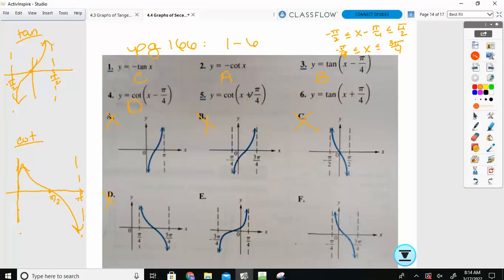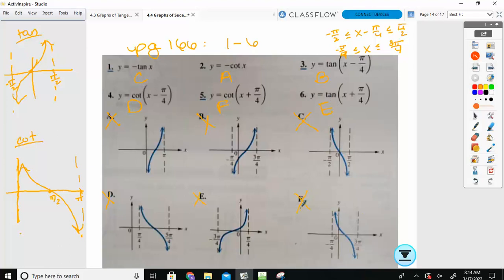All right, cotangent of x plus pi over 4. So it's cotangent. Adding pi over 4 would move it left pi over 4. So it will now start at negative pi over 4. So that would be F. And this would take my regular tangent graph and move it left pi over 4. So we'll start at negative 3 pi over 4. So that is E.